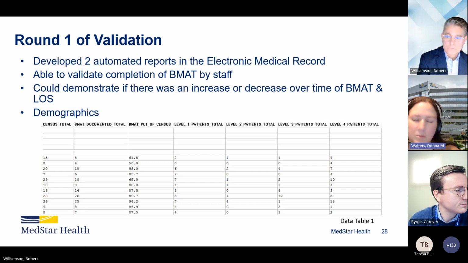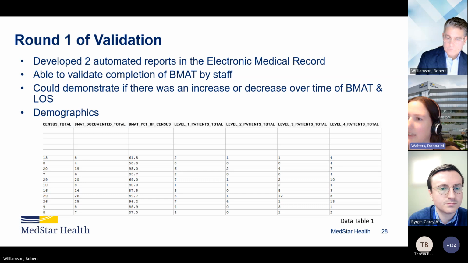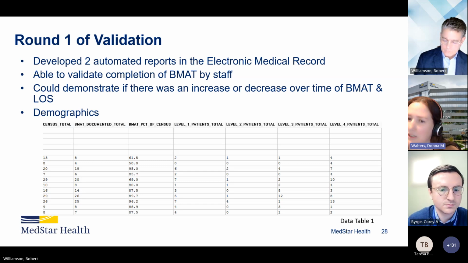The second report was more of a deeper dive into the BMAT and what we could gain from the BMAT implementation: what levels of BMAT patients we had at each unit and at each hospital level, and the change in the BMAT during their stay, because as a patient stays longer, it can change from either going higher or lower, and we wanted to see where it was. Another special interest was that our PT/OT team and rehab team wanted to know, based on their BMAT level, how many consults were being placed for those patients, along with a few other pieces of demographic information.